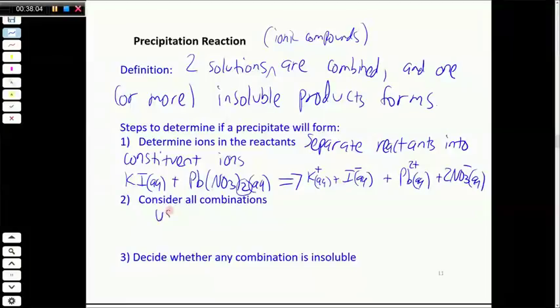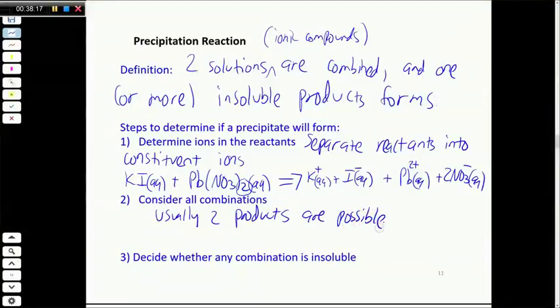So usually there are going to be 2 possible products, and the way that we form these 2 products is we take the cation from one reactant and pair it with the anion from the other, and vice versa. So if we take the cation from our first reactant, which is K+, that came from potassium iodide, and combine it with NO3-, that's going to be one of our products: KNO3.